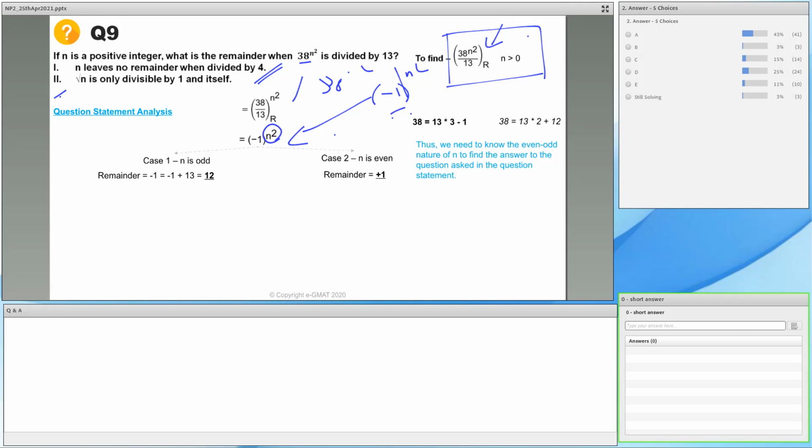So what actually happens is you need to figure out whether n is odd or n is even. If n is odd, n square is also odd. That means minus 1 power n square will give you minus 1. If n is even, that means n square is even, and minus 1 to the power of even will give you a remainder of plus 1.